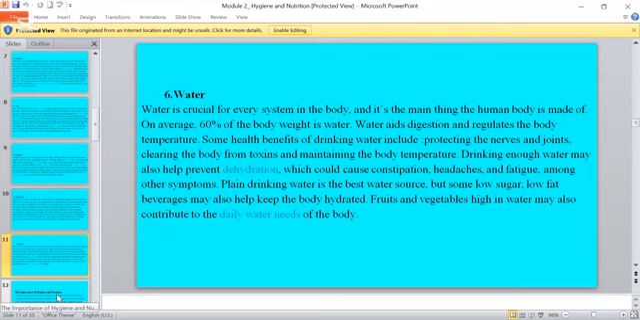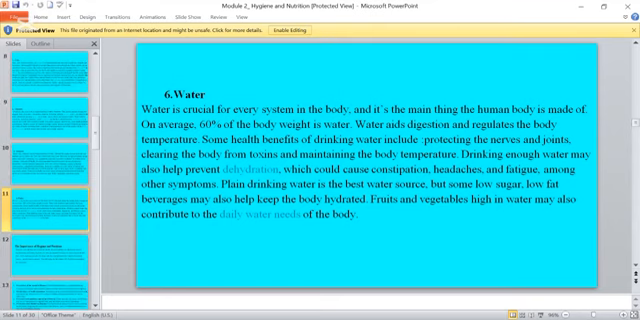Water is crucial for every system in the body, and it is the main thing the body is made of. On average, 60% of the body weight is water. Water helps to aid digestion and regulate the body temperature. So water can be found in many foods, especially in fruits and vegetables. They help to contribute to the daily water needs of the body.